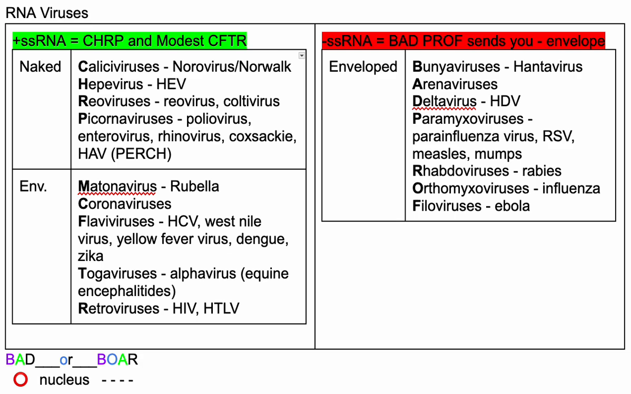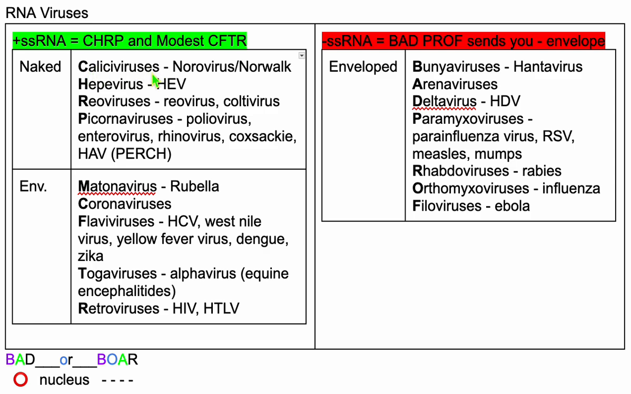RNA viruses for USMLE, high yield. So you got your positive ssRNA, and the mnemonic's going to be CHIRP and MODEST CFTR. CHIRP, you think of a bird that doesn't wear clothes, so those are going to be the naked viruses.